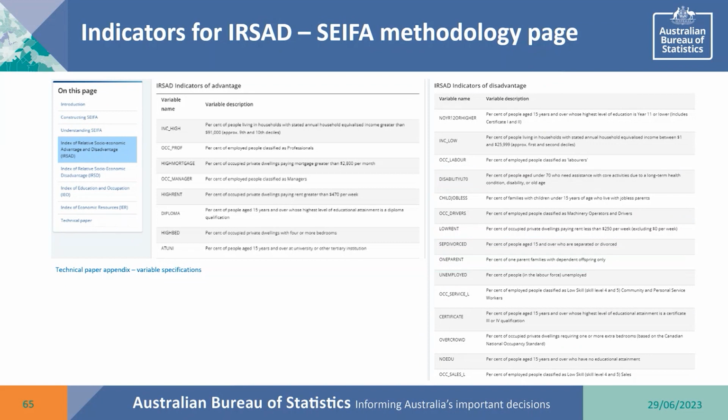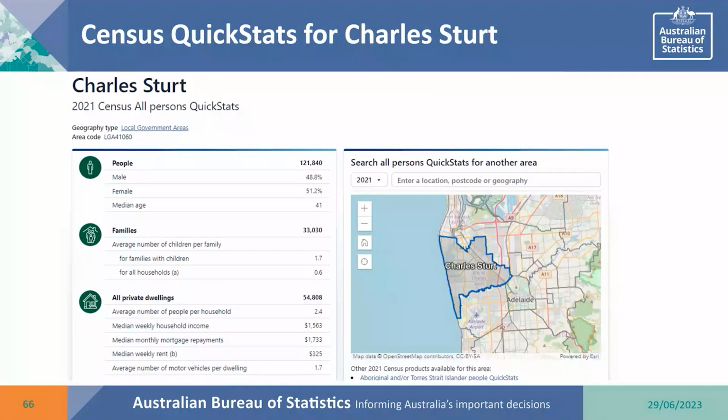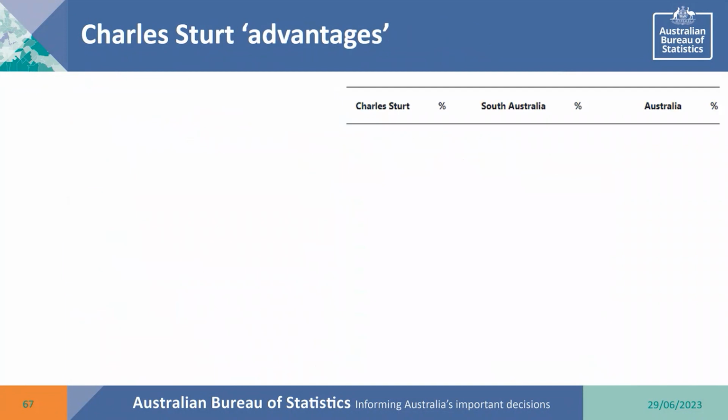Let's have a look at census data for Charles Sturt LGA. We can access the quick stats from the interactive map, as I said before, or also from following this path from the ABS homepage. So I scrolled through all the quick stats data for Charles Sturt, looking for advantages that stood out as either being better or worse than the state or national values. We're not trying to reconstruct the ERSAD score here, and the quick stat variables aren't exactly the same as what's in SEIFA. We're just trying to get a better understanding of the area in terms of the things that make it relatively advantaged.